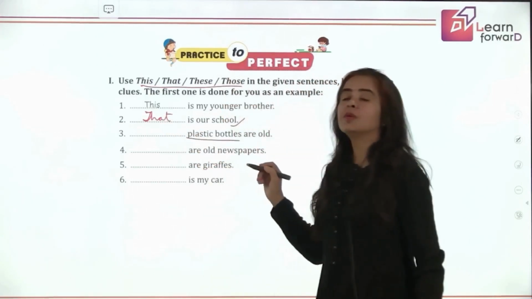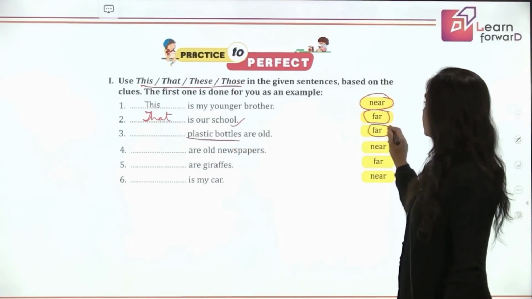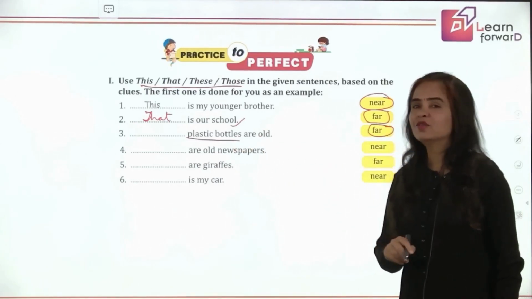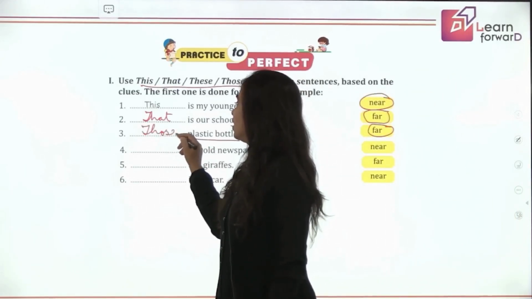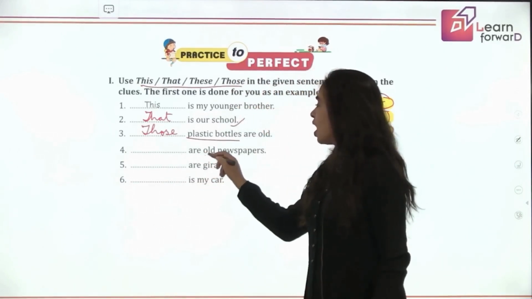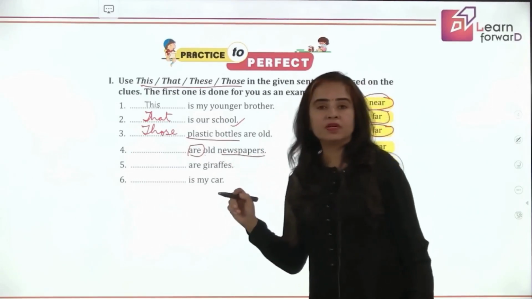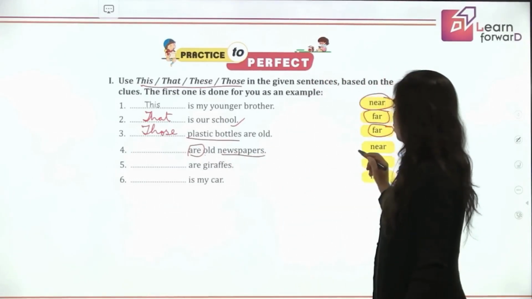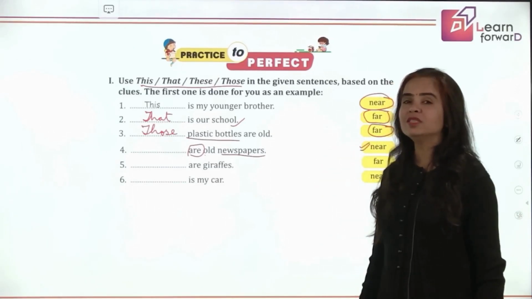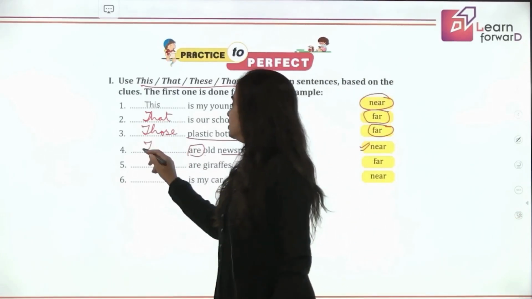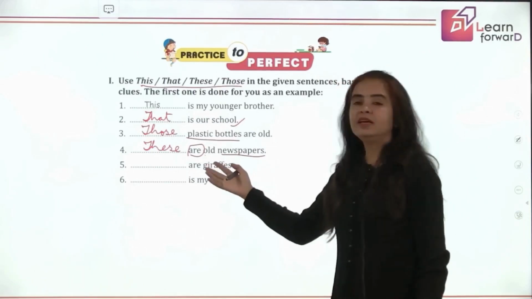Dash plastic bottles. We are talking about plural and the bottles are far. So, what are you going to use? Very good, those, because they are far, they are away. Dash are, okay, again we will be using plural. Newspapers is also plural. Let's see whether it's near or far. Oh, that is near. So, for near and plural, what will you use? Yes, these. Very good. These are old newspapers.